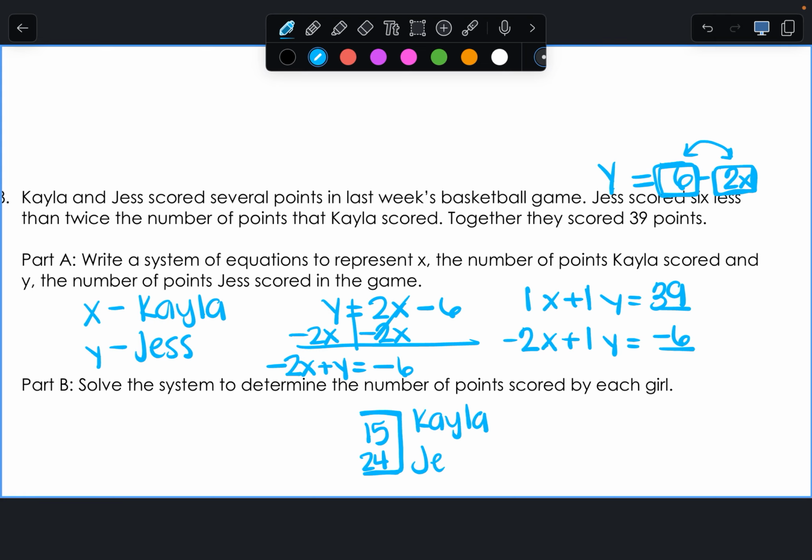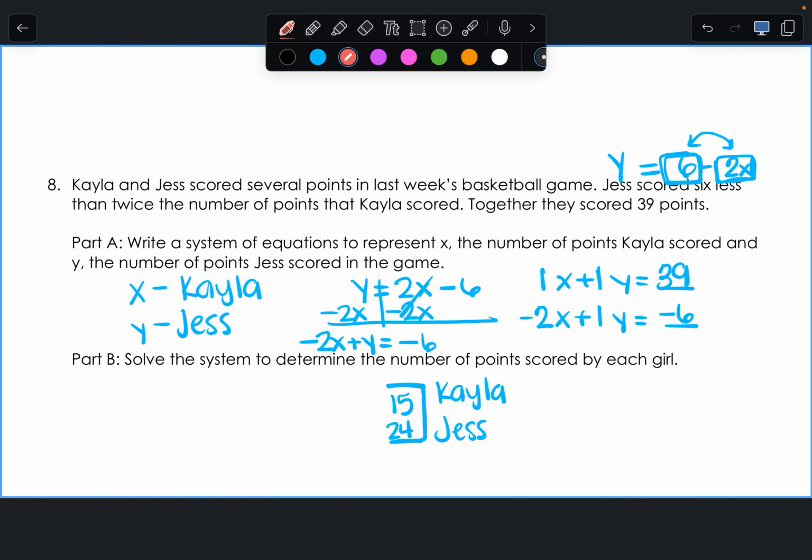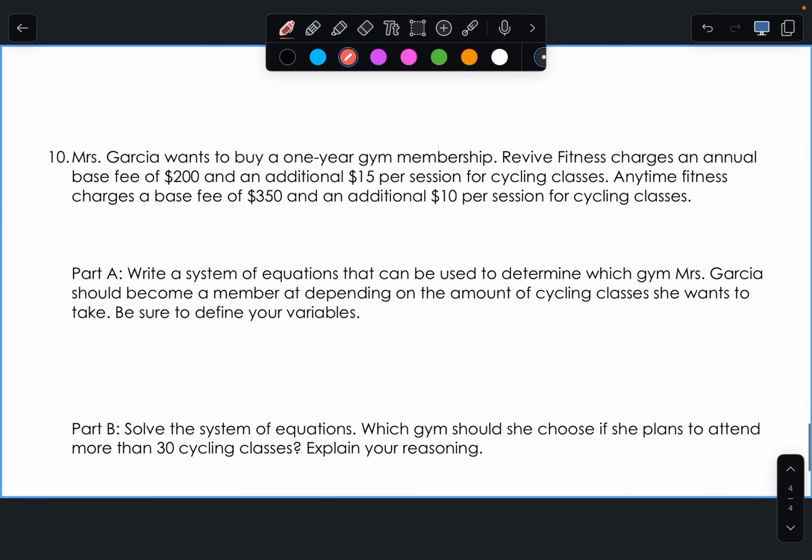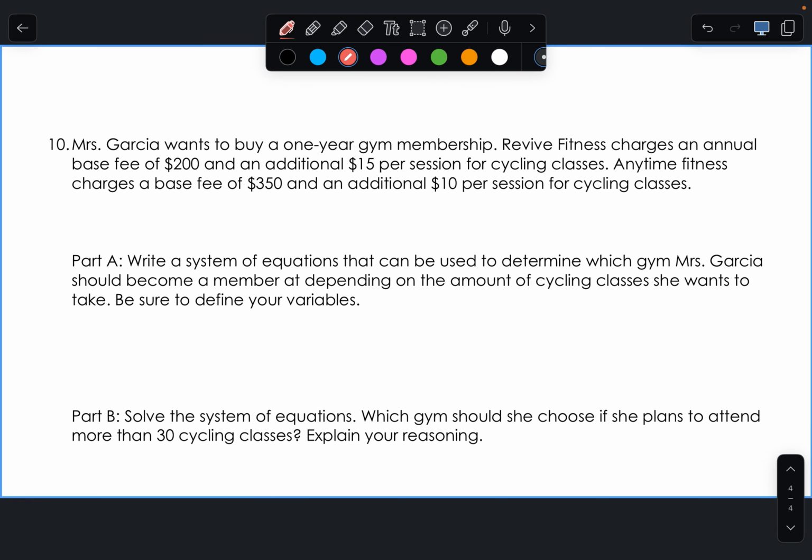24 is Jess. Backside. No, 2 more problems, that's what I'm saying. If we did, why are we doing this differently? 2 more problems. We're going to go with number 10 just in case Channing has to leave us, okay? Number 10, it is a system, but this system is going to be written in slope-intercept form.